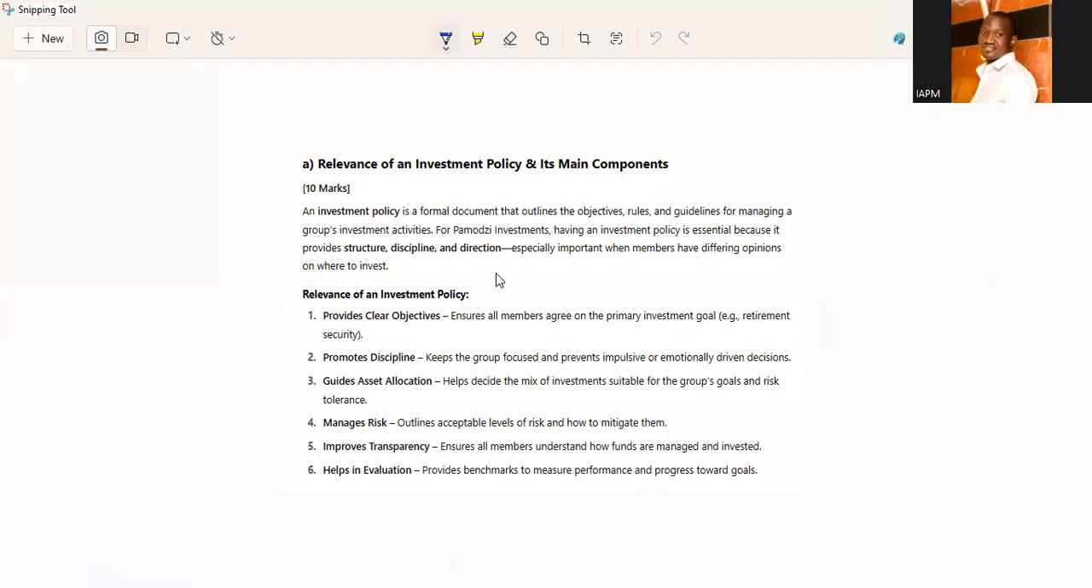So in this case, Bamosi Investments, they have an investment policy, which is essential because it will provide them with a structure, the discipline, and the direction. So it is important when members have differing opinions to invest on. So an investment policy is there for relevance. Now here are some of the relevant aspects of an investment policy and the main parts that the investment policy must have. Okay.